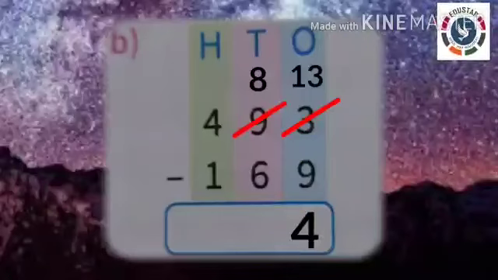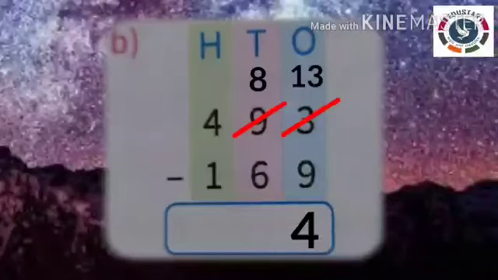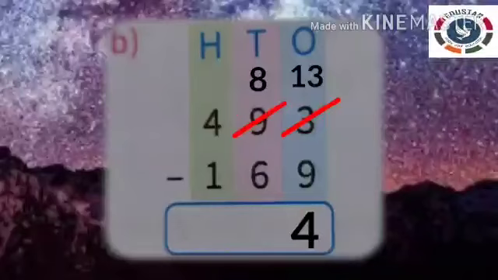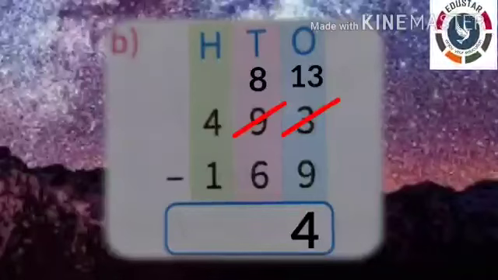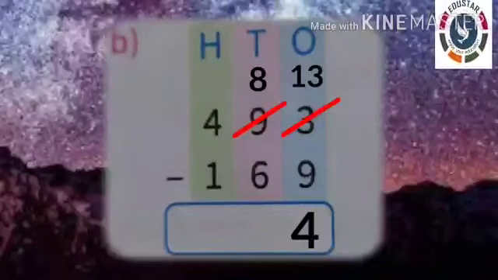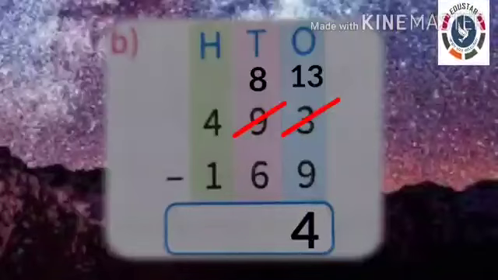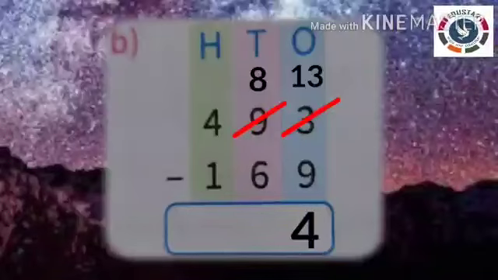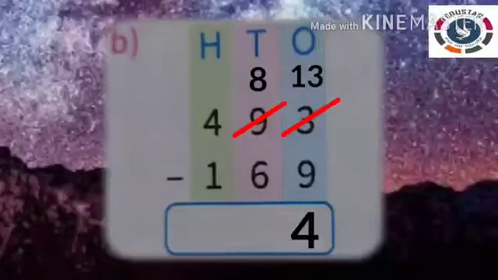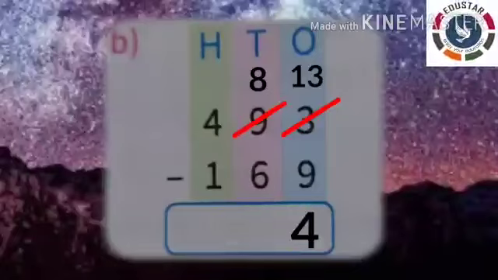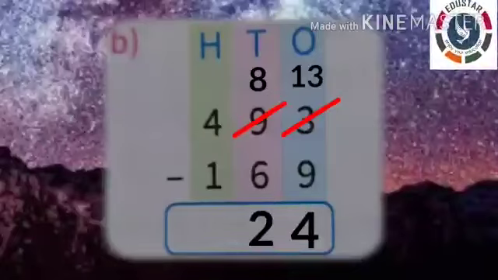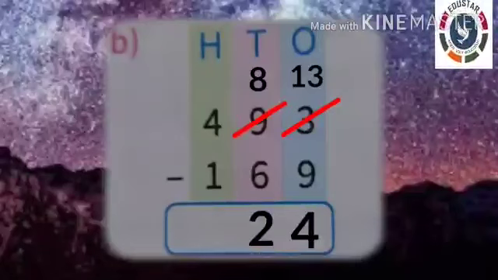In tens column we have the numbers 8 and 6. We have to compare the numbers now. 8 is greater than the 6. So we should not borrow from the next number. 6 in the mind, take 0 finger. 6 after 7, 8. How many fingers I raised now? 2 fingers. So you have to write 2 in tens column.